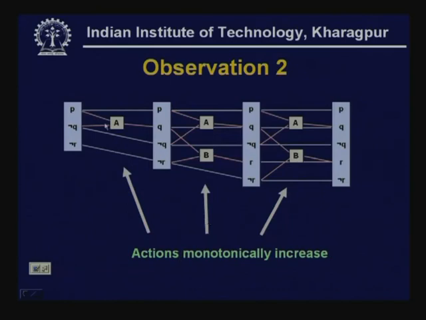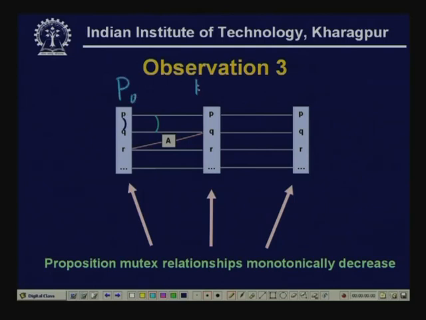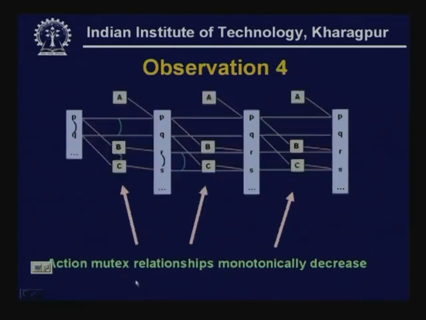Observation 2 is that since between two levels the number of propositions is increasing, the number of actions which are applicable will also increase. So, more actions will be applicable here than in this level. So, the number of state variables are increasing, the number of propositions are increasing, number of actions are increasing, and then the mutex relationships between the actions are decreasing as we go.